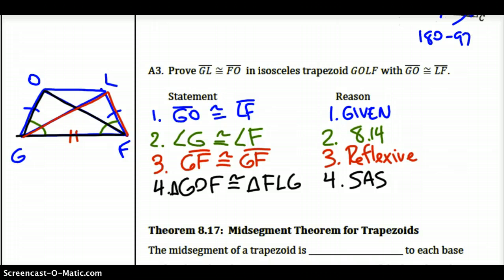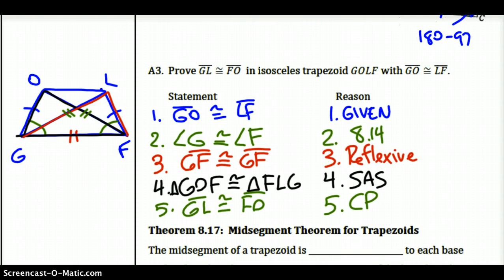And then we can finish off by saying that this long side is congruent to this long side. So now I can say that GL is congruent to FO because the corresponding parts of congruent triangles are congruent.